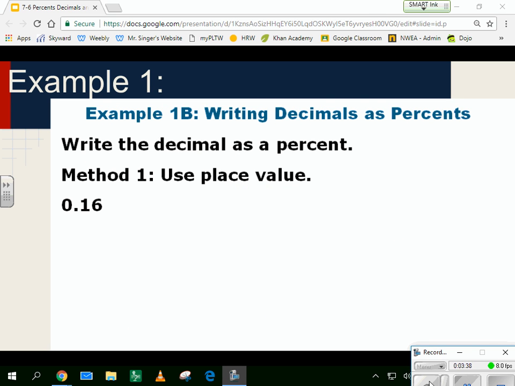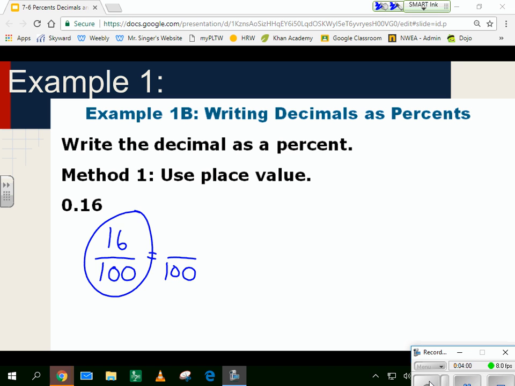All right, I'm going to show you a second one doing the same method. So we have 16/100ths here. I'm going to write this as a fraction, 16/100ths. Now we want to find one that's equivalent with a denominator of 100. Well, we already have that, so this is already your fraction. Now remember, the bottom number, the denominator, becomes your percent symbol, 100%.